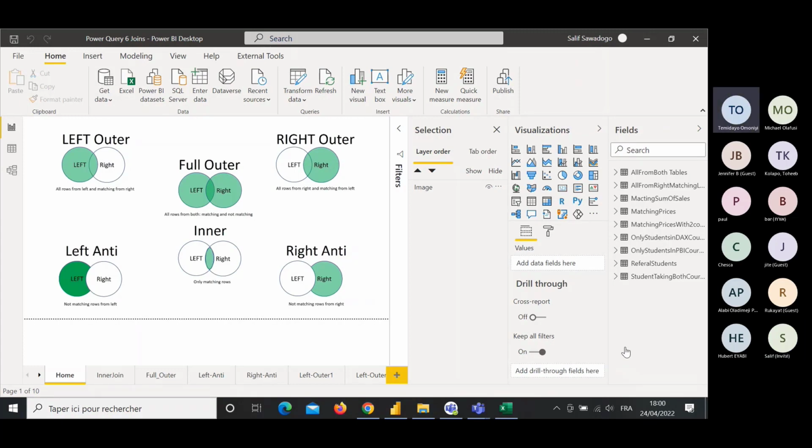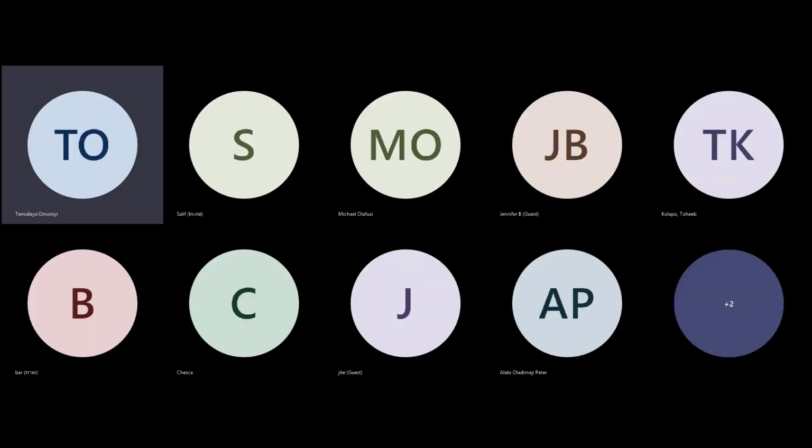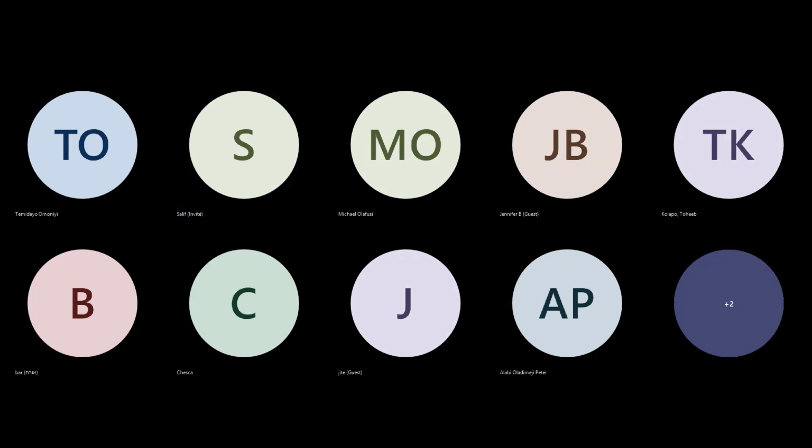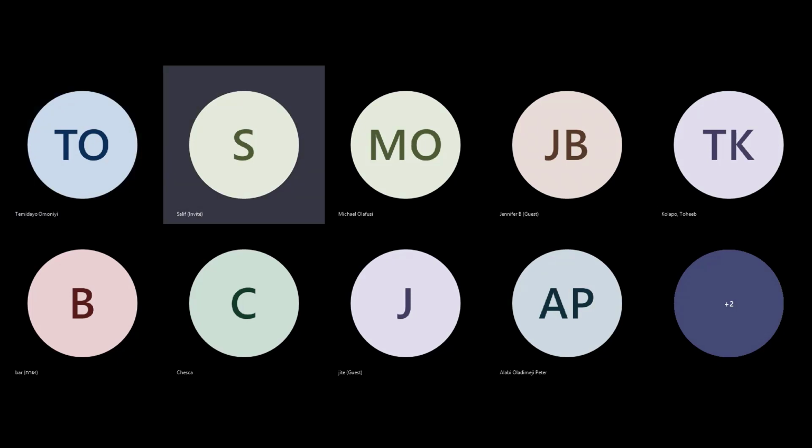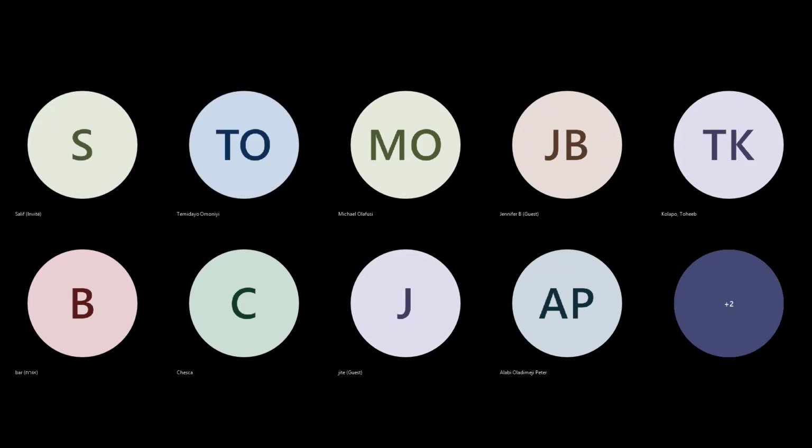Alabi said a self join is like a table looking up itself, right? Exactly, looking up itself.